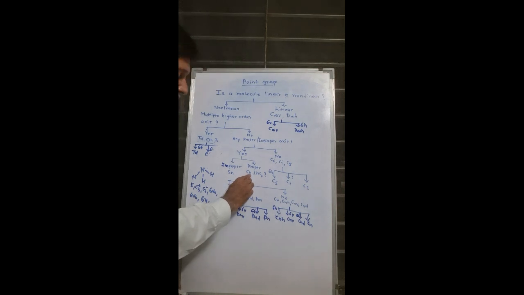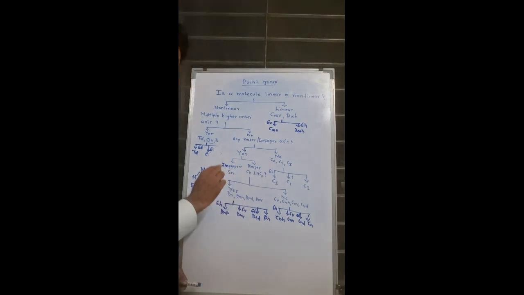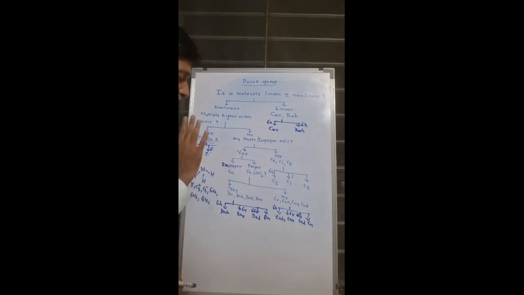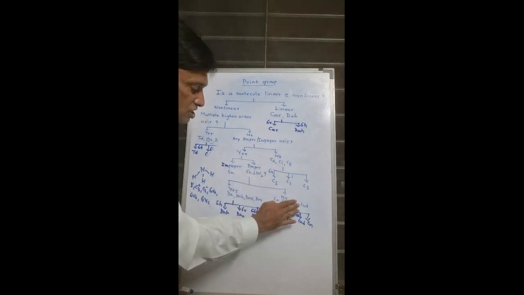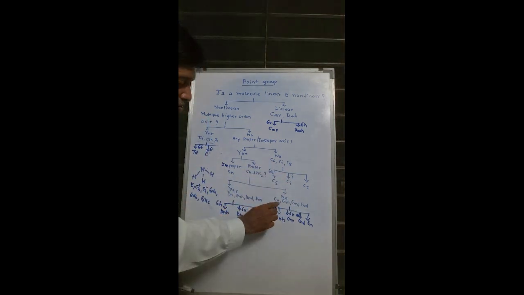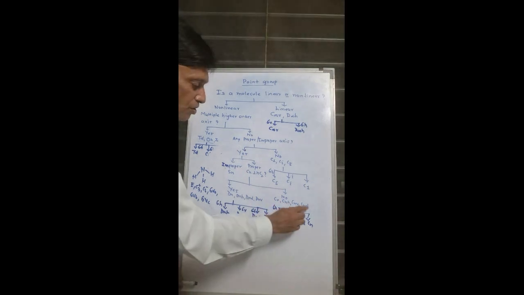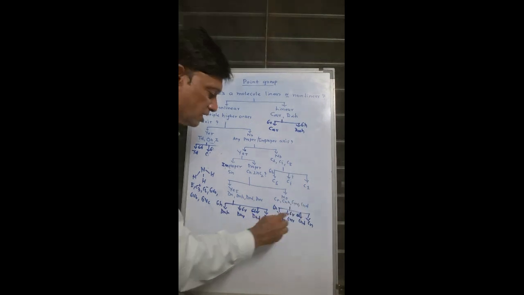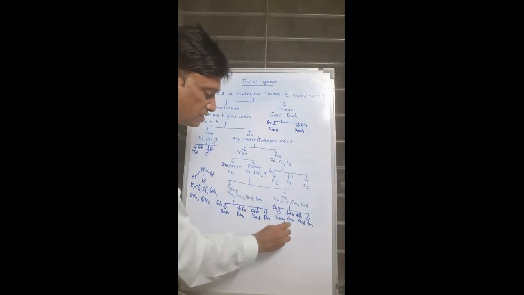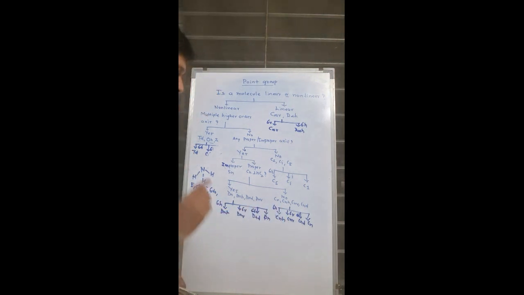Then we have to ask whether C3 is perpendicular to 3C2. No, C3 is not perpendicular to 3C2. Why? This molecule consists of only 2C3, so we have to go for the C option: C3, C3H, C3V or C3D. But this molecule consists of three vertical planes, which means the point group is C3V. Why? Here the order of axis is equal to 3, so the point group is C3V.